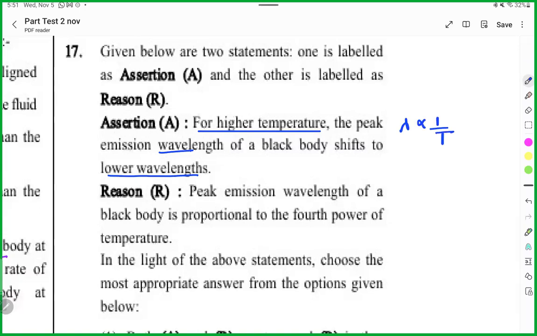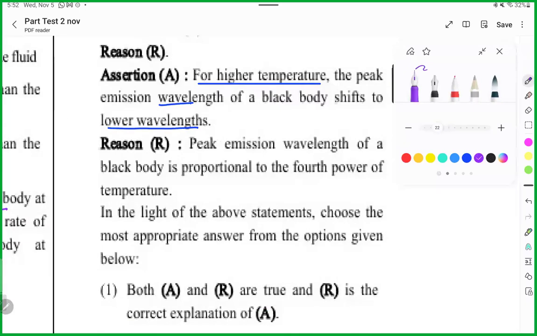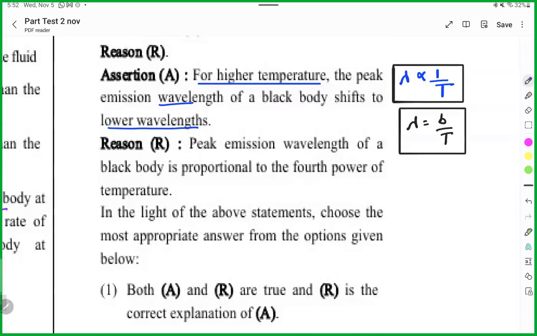Can I use this formula, Wien's displacement law? Can I use lambda is equal to b by T, where b is constant? So if you increase temperature, what will be the impact on the wavelength? Is this assertion correct? Temperature increases, wavelength will decrease, right? Yes, it is correct.